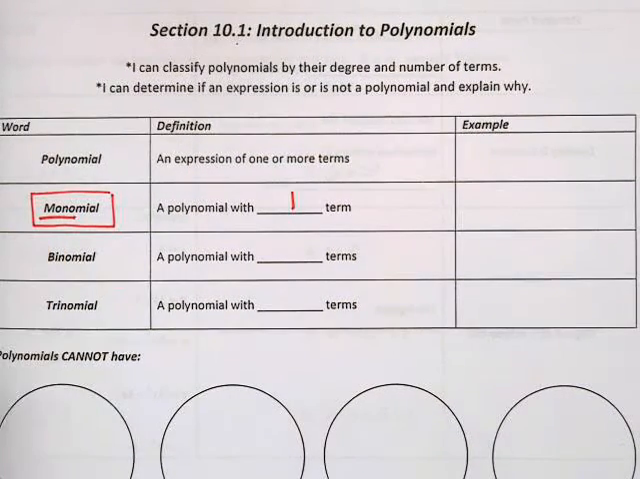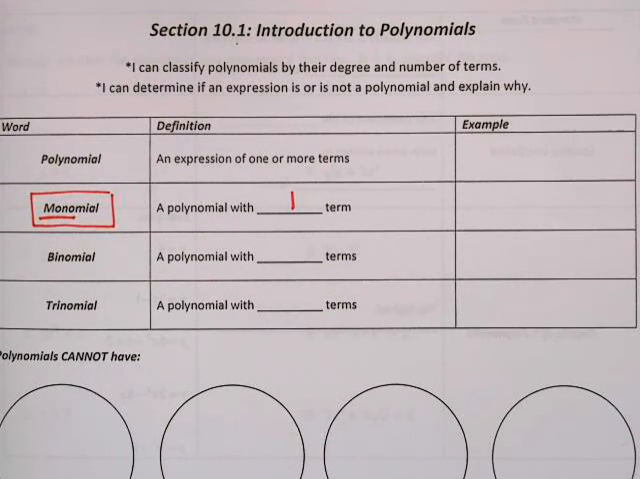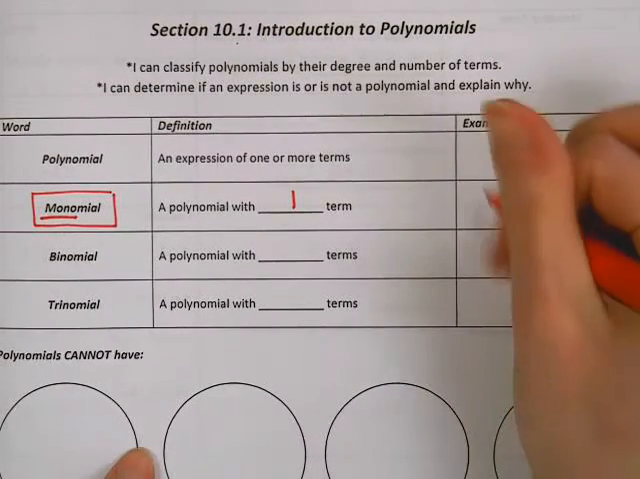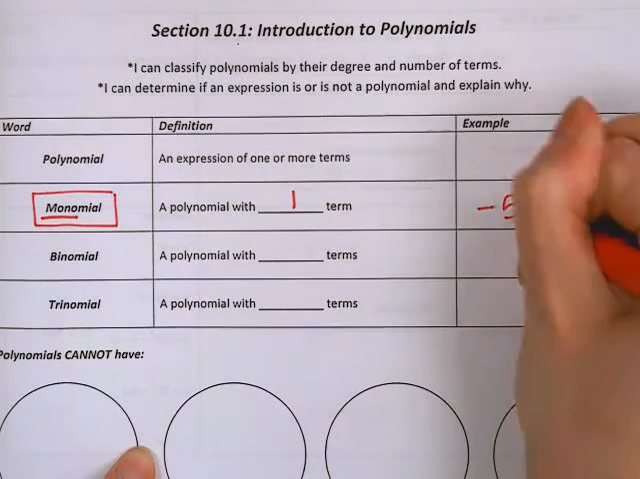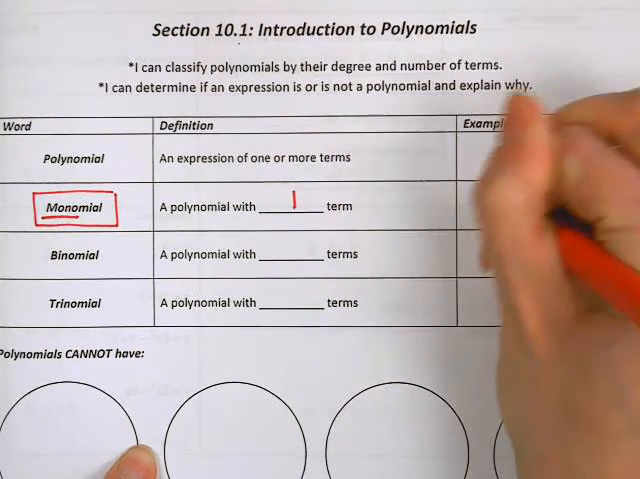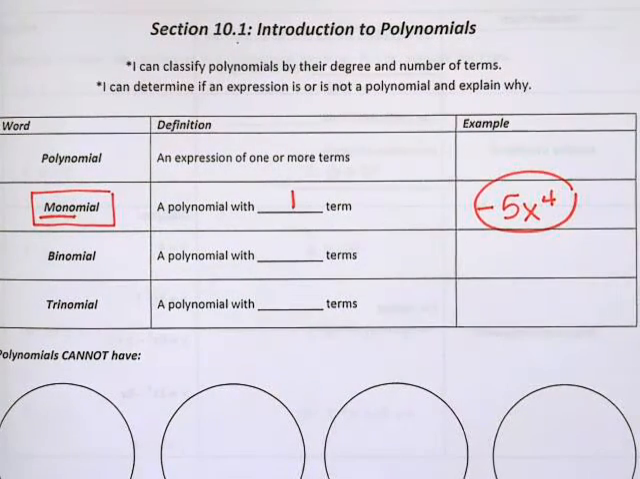So if you pull out your sheet that you just did and pick a monomial, it'd be one where there's only one term. A good example would be the negative 5x to the fourth, because that's only one term. I pulled that off your sheet.